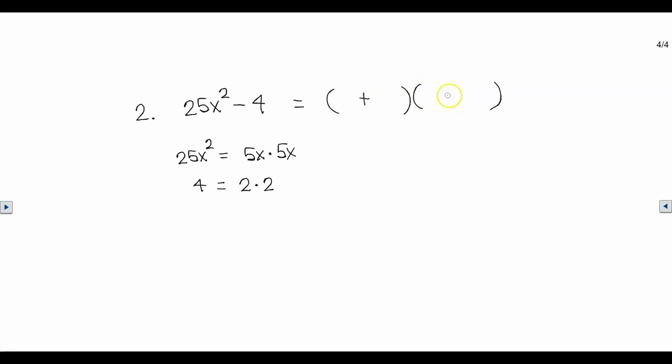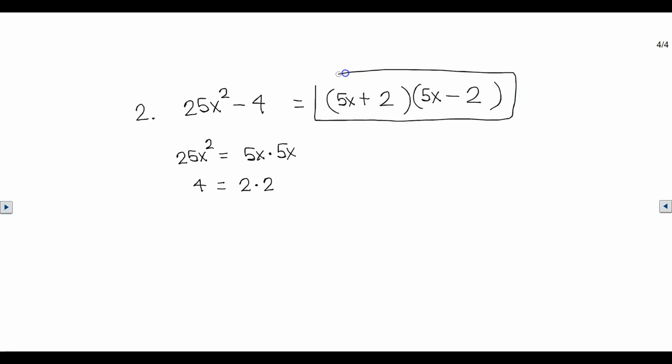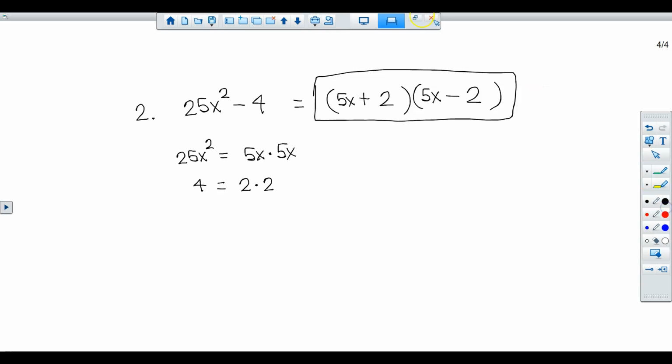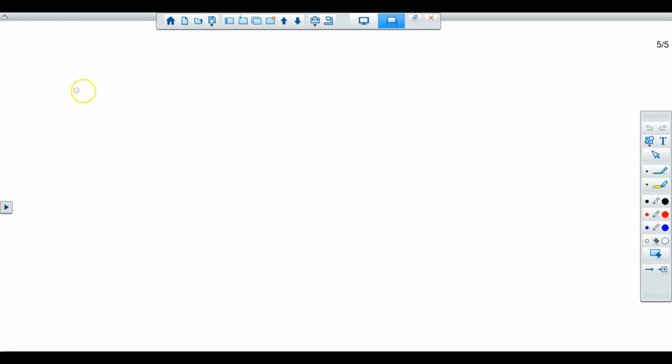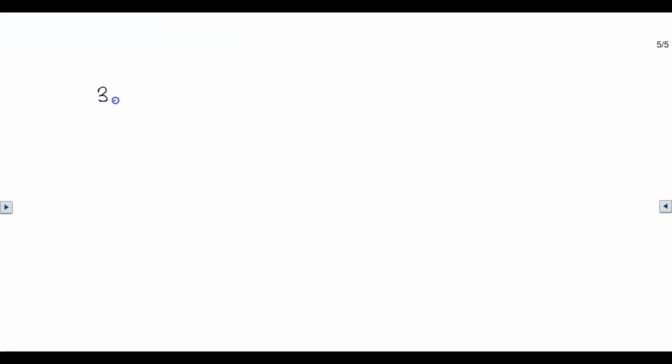So because it is a difference of squares, I can do the pattern now, which will be 1 plus sign and 1 minus sign. The 25x squared breaks down into 5x times 5x, and the 4 breaks down into 2 times 2. So 5x plus 2 times 5x minus 2 would be my factored answer. That would be my multiplication problem.